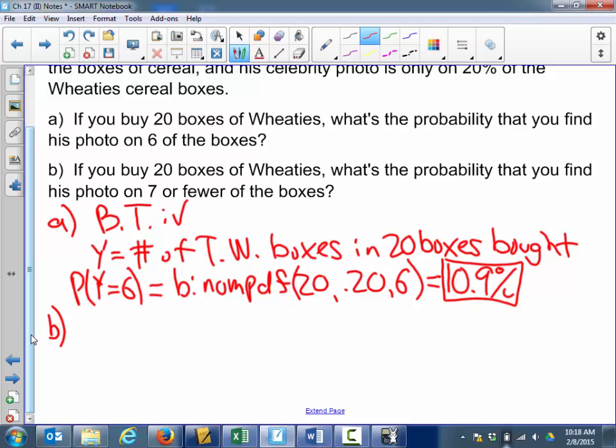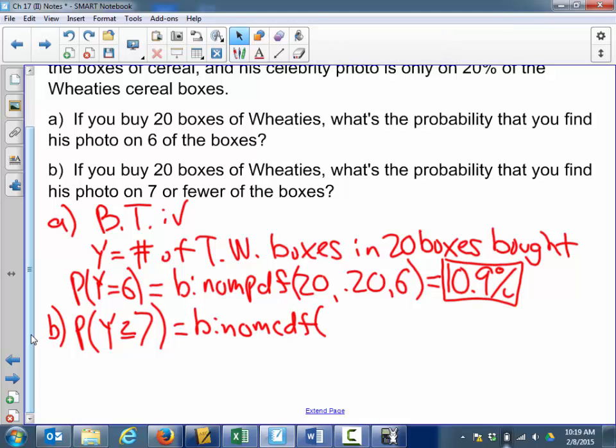In the 20 cases, the 20 boxes of Wheaties that you buy, it's going to give you the probability of 7 or fewer successes. Okay, so here we're finding the probability that y is less than or equal to 7, which breaks down as the probability that y equals 1, plus the probability that y equals 2, plus the probability that y equals 3, up to 7. So we can just do binomial CDF instead of PDF.